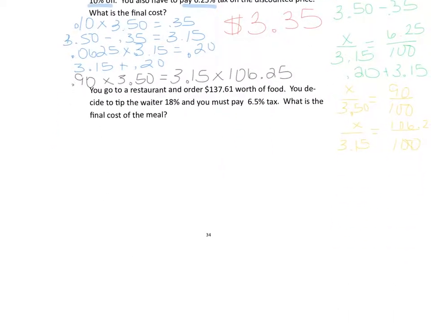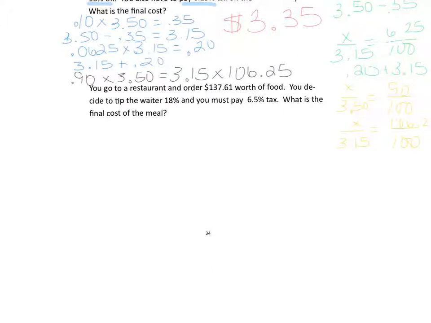Looking at the final example, again, I appreciate that you are sticking with me for this very long video. You go to a restaurant and order $137.61 worth of food. You decide to tip the waiter 18% and you must pay 6.5% tax. What is the final cost of the meal? All right, so let me loop that there. Okay, let's go through this. Once again, I'm going to do the long ways first and then we'll get shorter and shorter.